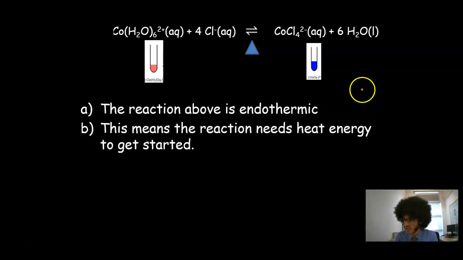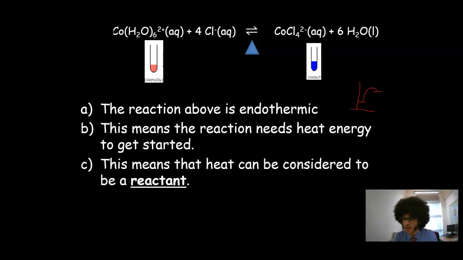Okay, if you want to be really fancy, you could draw a reaction profile. So it looks a little bit like this. So here's your reactant, here's your product. It needs to take in energy, so it's going to look a little bit like that, in order to get going in terms of reaction profile. Now, because it needs to take heat energy in to get started, you can consider heat energy to be a reactant. Now, I know that heat energy is not a thing as such, like a substance, but we can include it on the equation itself, and this is really useful when you're trying to think through problems.